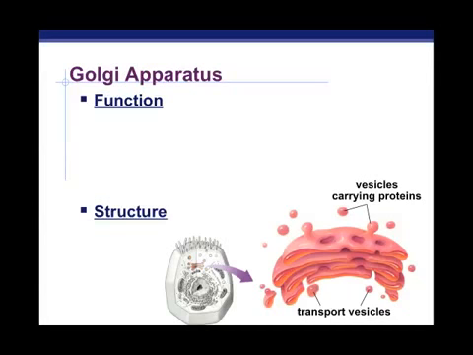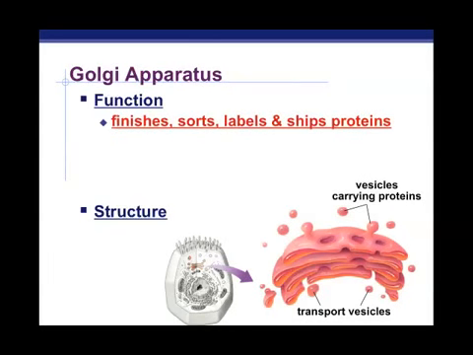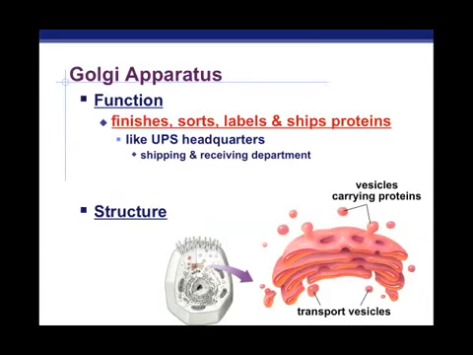Now, the other organelle that's really important is the Golgi apparatus. And this does the completion of the protein. The information comes from the endoplasmic reticulum by a vesicle, and it goes to the Golgi apparatus for the finishing process. Sort of like UPS headquarters. It receives the vesicles that came from the endoplasmic reticulum, and it sorts and ships where the proteins need to go.